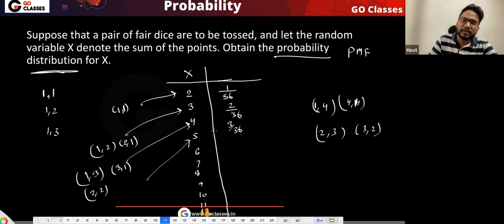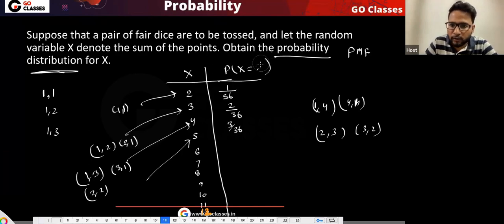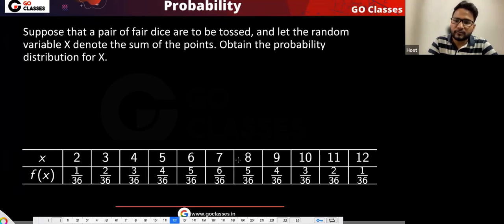Probability mass function means that you have to calculate the value of probability of X equal to small x, or X equal to K, or whatever you want to call it. So let me just call it X equal to x. You can call it X equal to x, X equal to K, it does not matter. So basically this is your probability mass function. Why? Because you have the probabilities for every value of the random variable. Okay. Yeah, so this is your probability mass function.